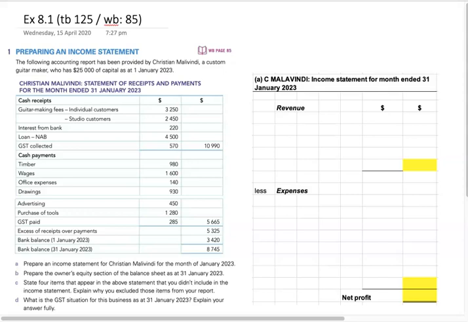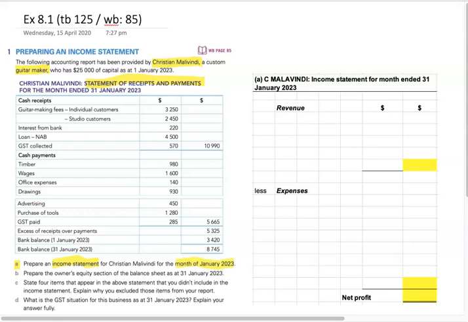So who are we in this question? We are a business owned by Christian Malavindi, who makes guitars. So we have been provided a statement of receipts and payments for 1 month ending 31st of January 2023. Remembering, we don't really care about the year in this case, it's just from the textbook. So we've been asked to do something in this question. Question A asks us to prepare an income statement for the month of January.